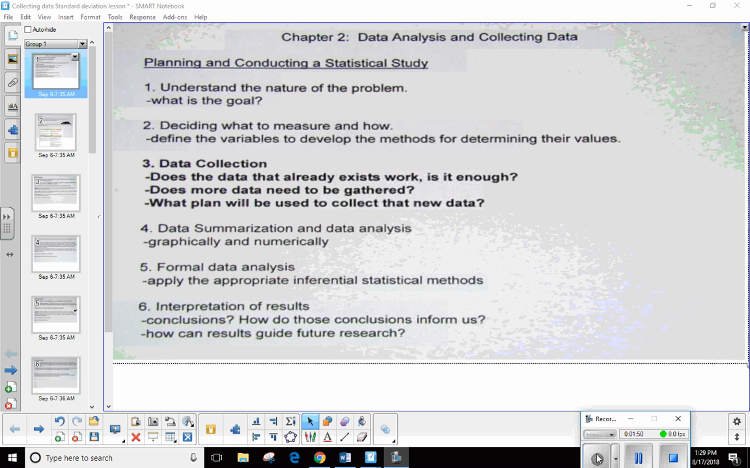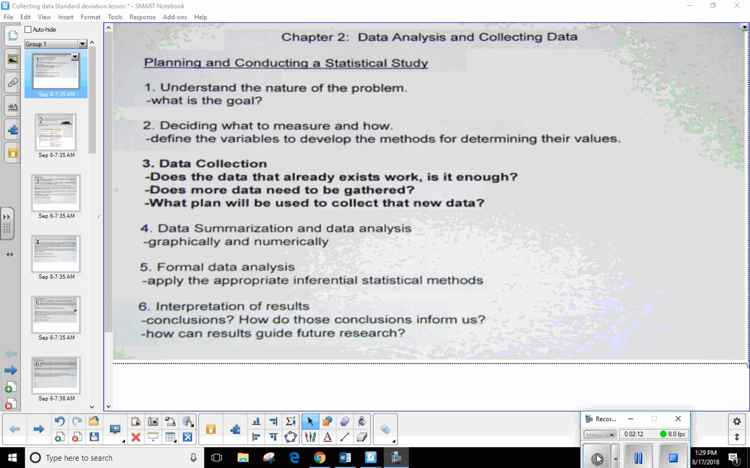Okay, so let's see what we got here. Planning and conducting a statistical study. Understand the nature of the problem. What's the goal? A lot of this is really just to engage you and get you thinking about your topic and what kind of data you're going to need to move your point along, because you want your paper to flow nicely. Where can I go? How can I get that? What are some things I need to look out for?